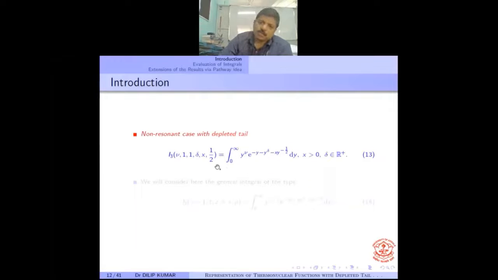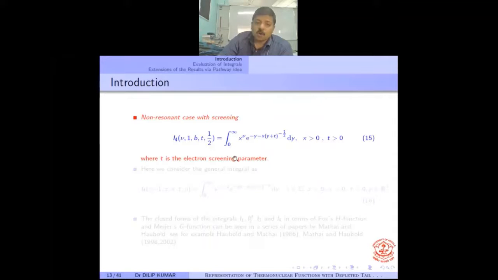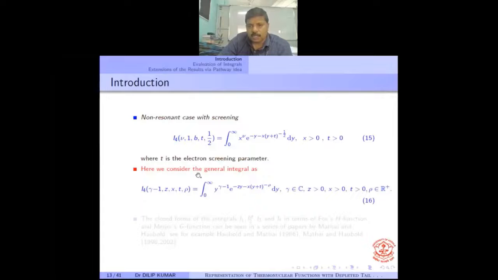So if there is a depletion in the high energy tail, then this integral is to be considered, where the general form of the integral is given in equation 14. Usually with this type of integral, one exponential function is taken as a summation, and then the remaining part can be solved by using the Mellin-Barnes technique, the Mellin transform technique. That is the way people usually do it. If there is a screening in the high energy tail, then we can consider an integral in this form, which is equation 16.